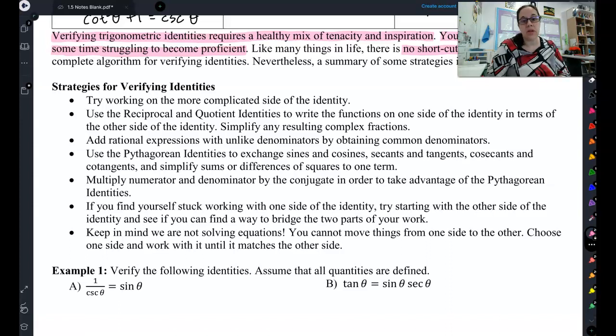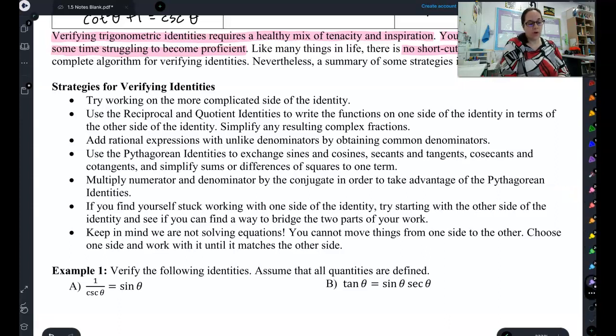Now, like I said, it's not like every single one of these will work every time. You kind of got to get used to practicing with these and figuring out what you should do to get to where you need to go. So here's your tips and tricks. Number 1, work on the more complicated side of the identity first. That's the first thing you're going to do, is pick the complicated side, and you're going to try to simplify the more complicated side to look like the other side.